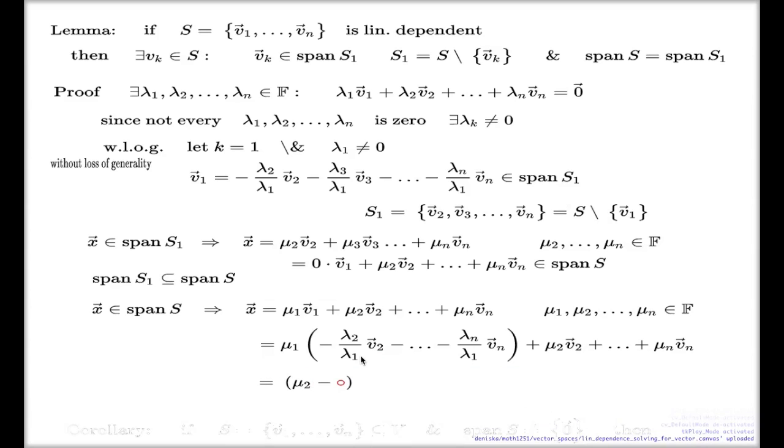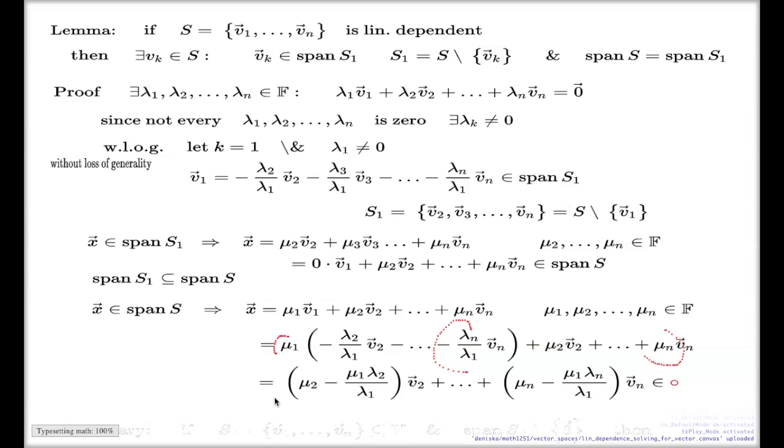The coefficient next to v2 will be of this type, right? mu2 from here, and negative this large one from here. And many other coefficients like so. The last one will be the coefficient from here, mu_n, and this one times this mu1 is my Vn, and that is an element of span S1, you see, because only vectors from v2 up to vn are involved.